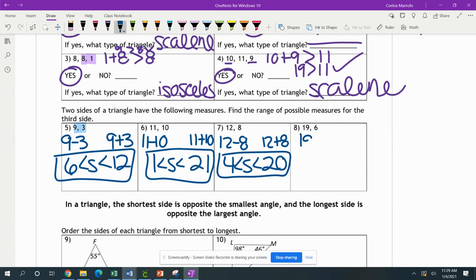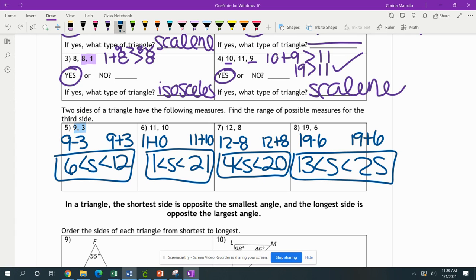And the next one, we have 19 minus 6. This gives us 13. We do 19 plus 6, and that gives us 25. Right? And then that means that our third side needs to be a number between 13 and 25. So it has to be bigger than 13, but less than 25.